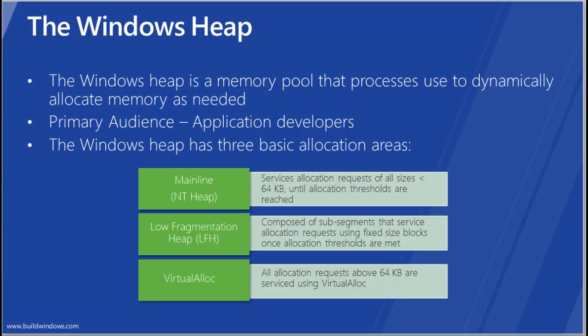However, you need to keep in mind that the heap does not service all dynamic allocations, even when you're using the heap APIs or using things like new. If the allocation is over 64K in size, the allocation will be passed to the virtual alloc APIs and be handled there.